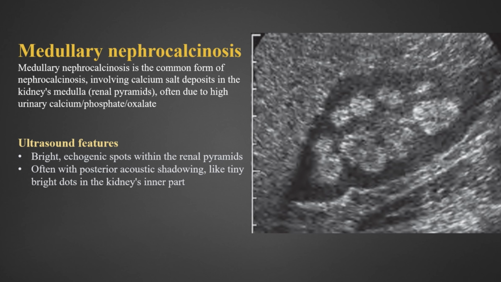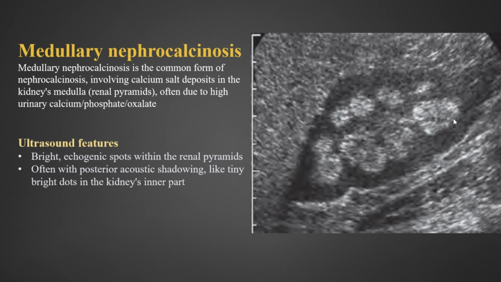And now we are going to discuss the medullary nephrocalcinosis. The medullary nephrocalcinosis is a common form of nephrocalcinosis, and it involves calcium salt deposits in the kidney's medulla, and is often due to high urinary calcium phosphate or oxalates. On ultrasound, bright echogenic spots within the renal pyramids are usually seen, and it often shows posterior acoustic shadowing, like tiny bright dots in the kidney's inner part.